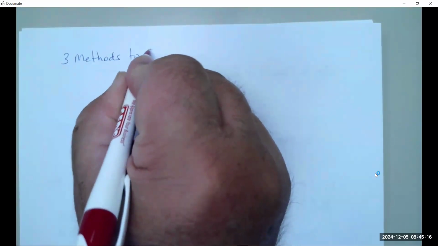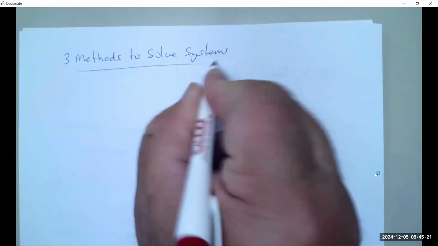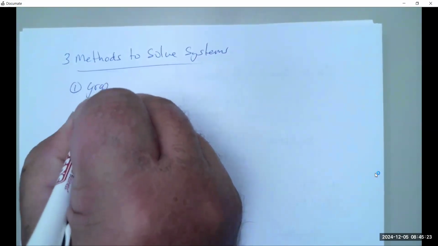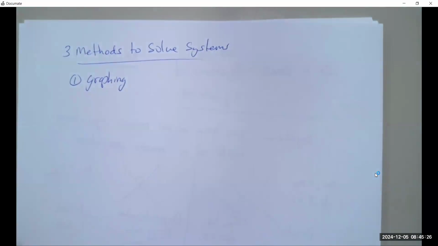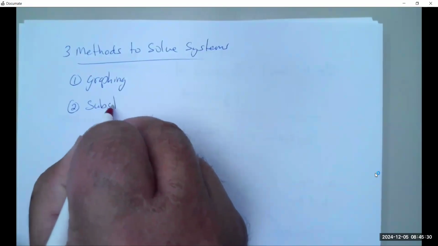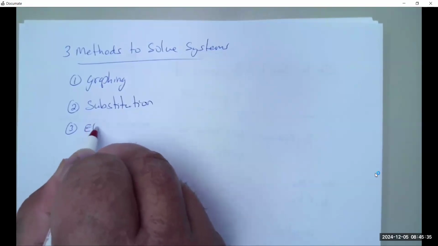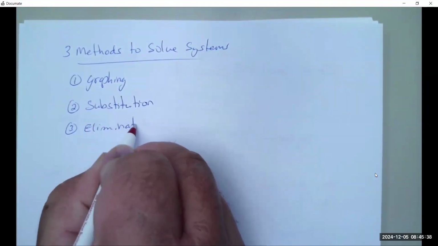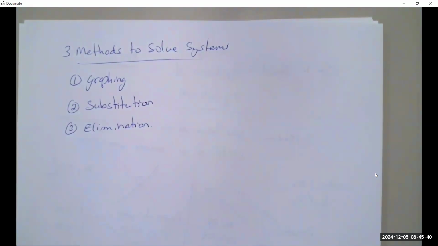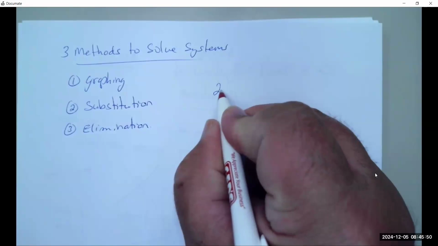Three methods to solve systems. We have graphing, or just plot the two graphs on top of each other, substitution, and elimination. Y'all remember these? So I really don't have to spend much time going over these. Good. Because let's look at this example.